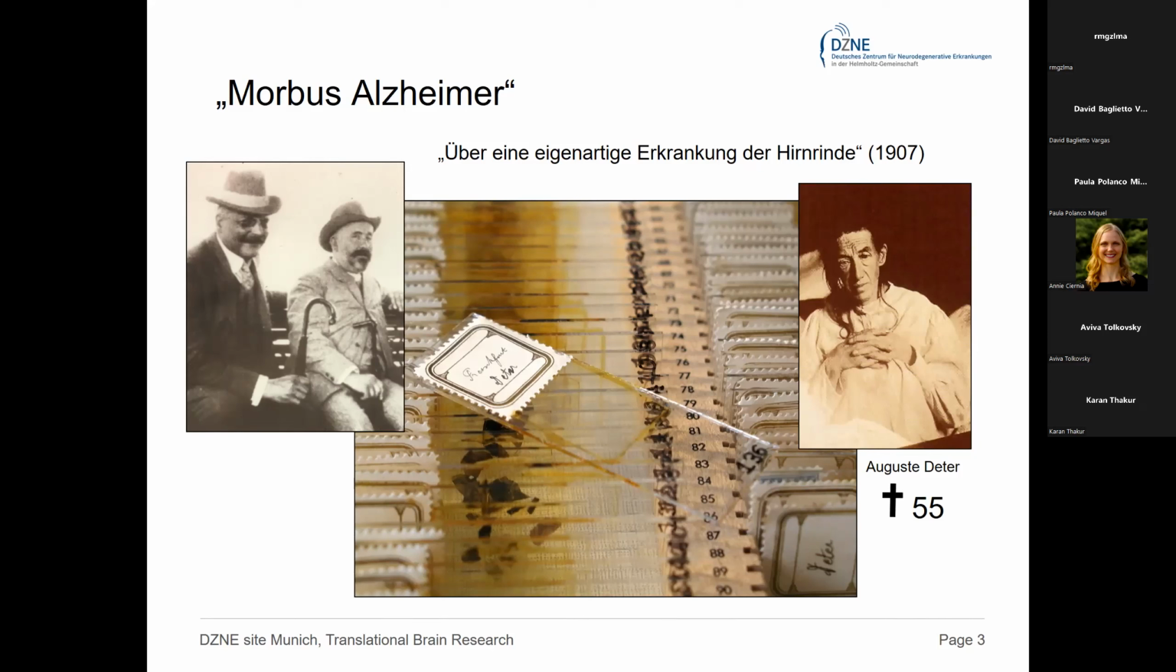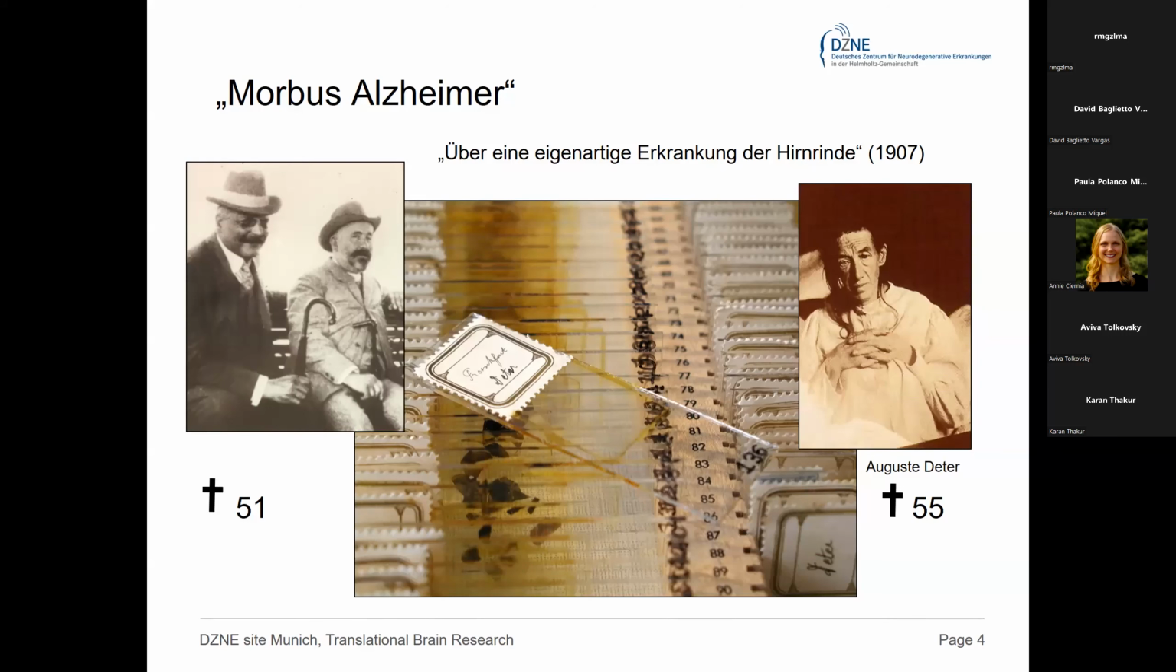Auguste Deter died at the age of 55. And actually, even though Alzheimer is smiling in the photo, he died a few years later of bronchopneumonia. So at that time, 100 years ago, people didn't become old. And that was the reason why this disease, Alzheimer's disease, was not common. And by chance, Alzheimer saw a patient with a familial form of Alzheimer's disease, which is most likely a presenilin-1 mutation.